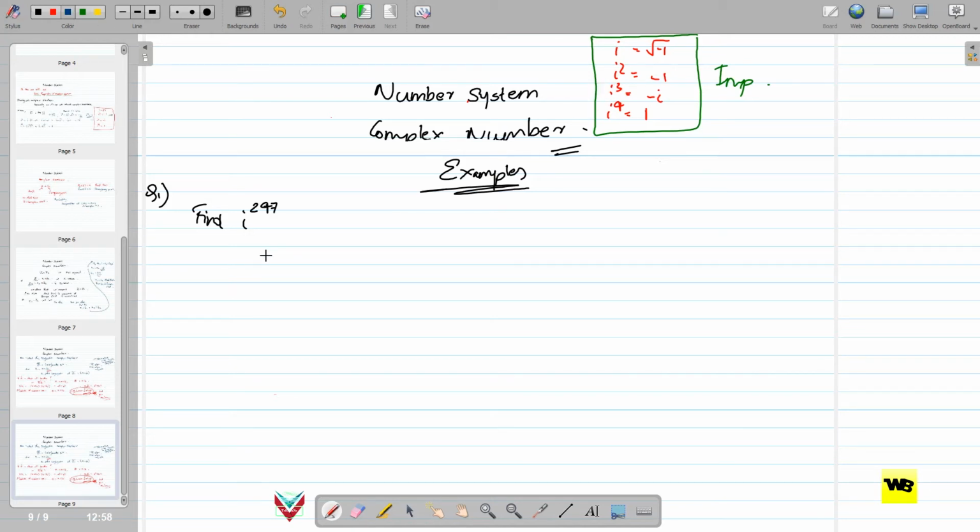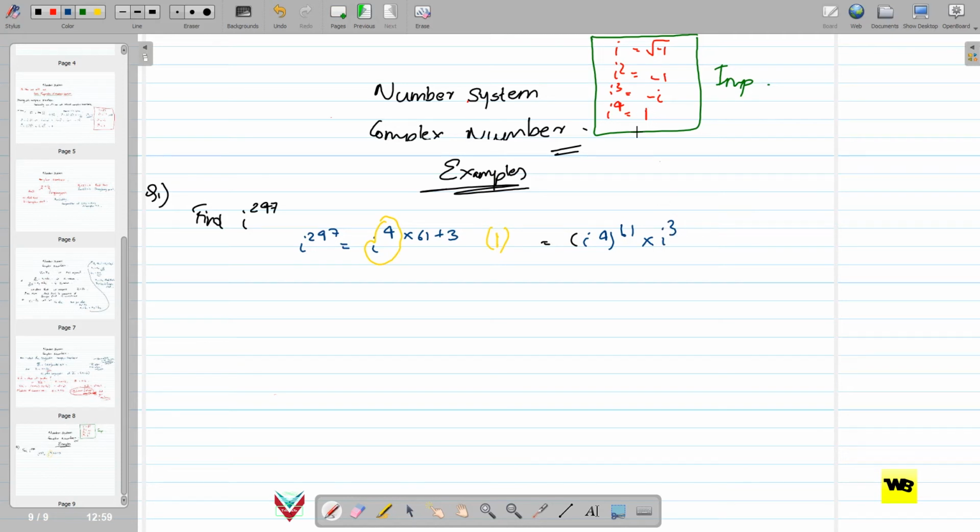Now we will find the value of I raised to 247. I 247 can be written as I 4 raised to 61 plus 3. We know that I raised to 4 equals 1, so the value will be 1, meaning there will be no negative sign or imaginary part like I or minus I. So we take this, multiply it with 61 and then add 3. The answer will be I 4 raised to 61 times I raised to 3.